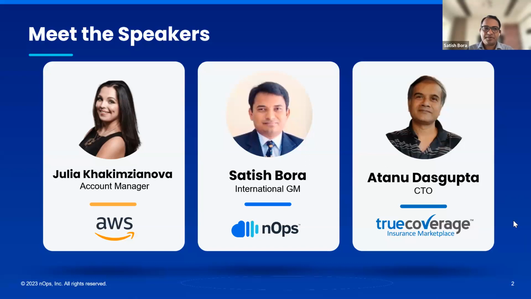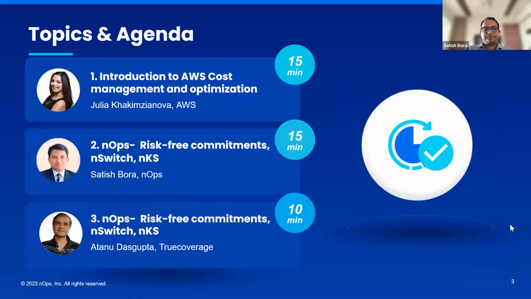The great part in today's webinar is we have Julia from AWS, who is going to cover the complete cost optimization, the pillars, and what the journey looks like. We have Atanu, who will talk about the actual journey as a customer, how he has gone through it. And I will also showcase the FinOps platform and how, as a customer, you can leverage that platform for optimization of your cloud infrastructure. I'm handing over to Julia to take you through the presentation.